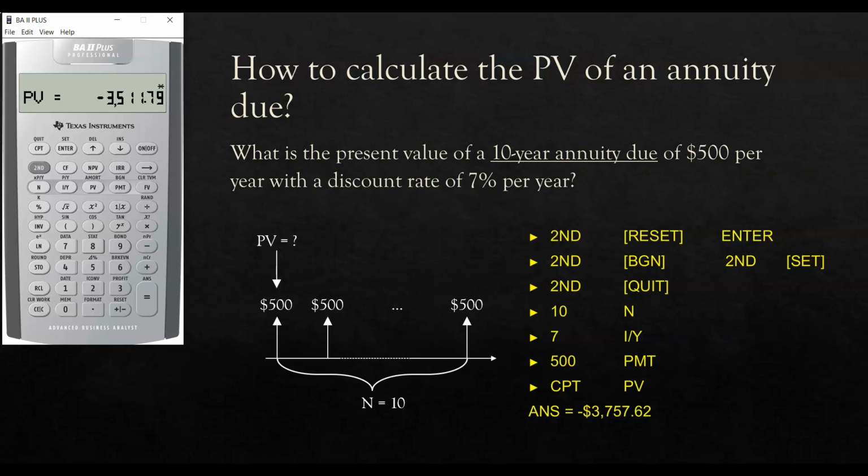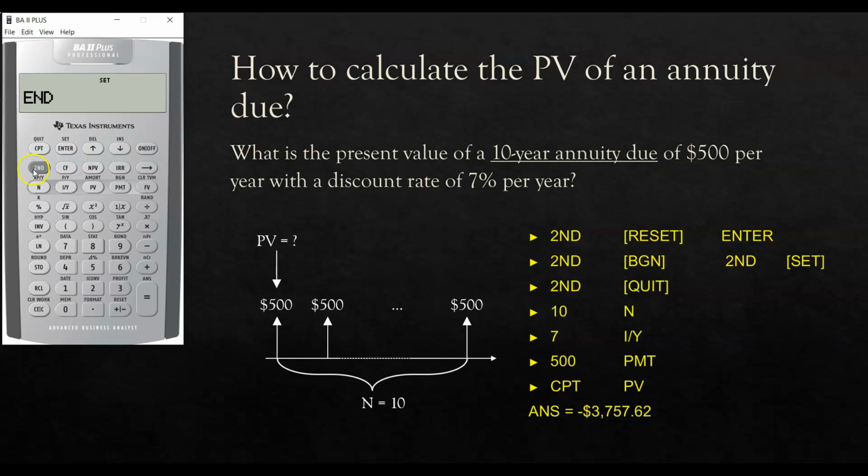So let's run this calculation here. Again, I want to do second, reset, and enter. And then I want to do second. Notice here there's the BGN, because I want to access the BGN, I do have to do second first. So if you hit the BGN, on your screen you should see END. That's the end mode. This is basically telling you you're still in the end mode. You have to change that to the beginning mode.